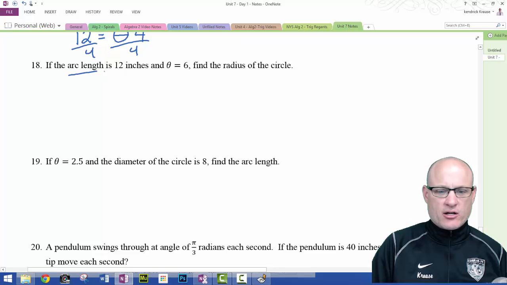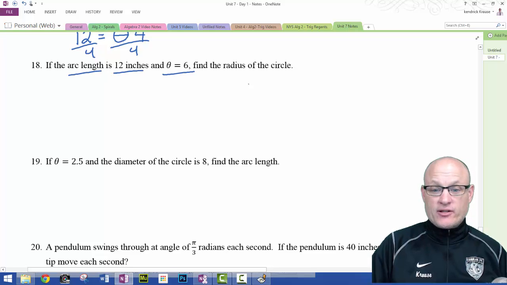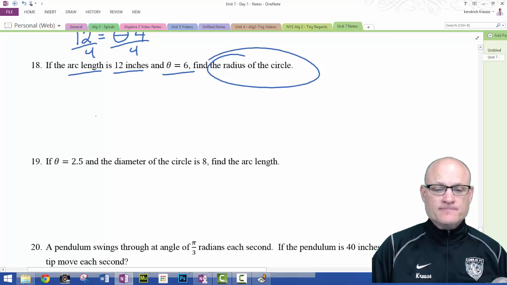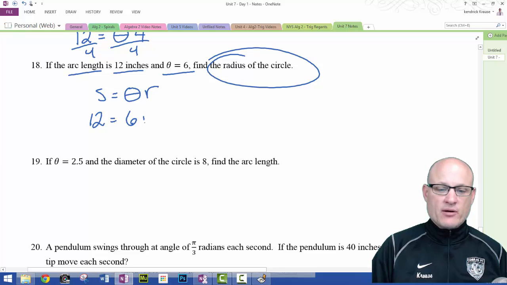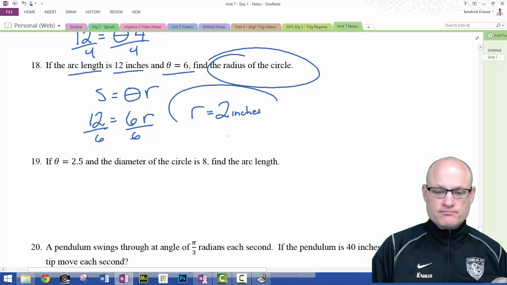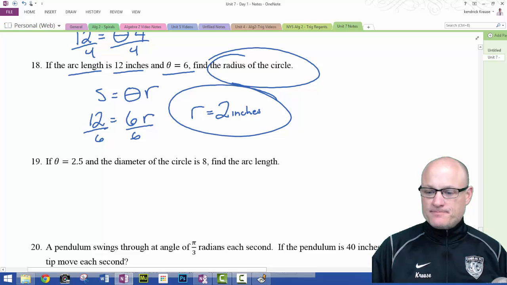All right, let's see. We've got arc length is 12 and theta is 6. I want to find the radius. S equals theta r. I know my arc length is 12. I know my theta is 6 radians. What is my radius? All right, we'll divide by 6. I get r equals 2. 2 what? Must be 2 inches. Moving on.